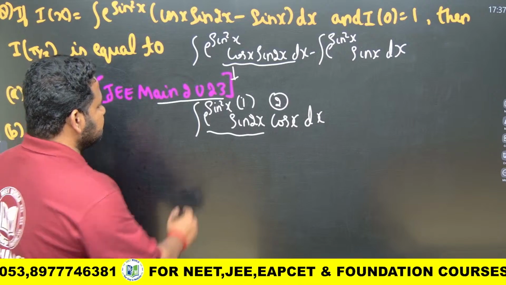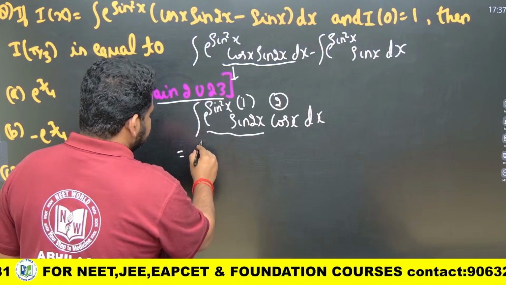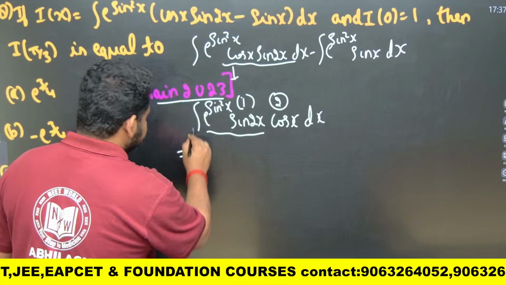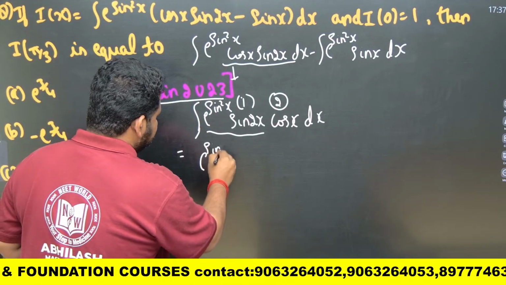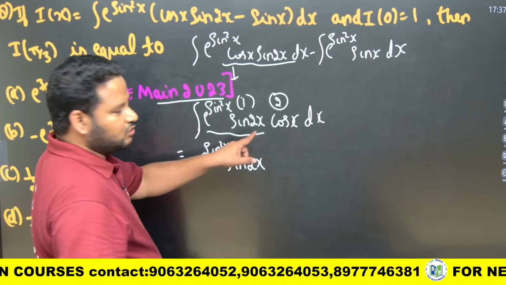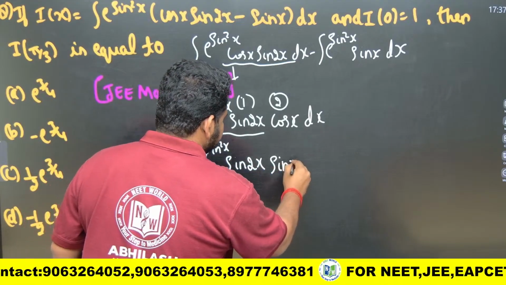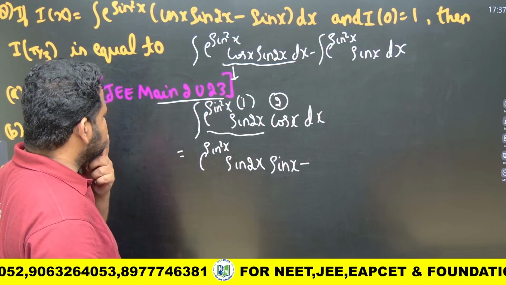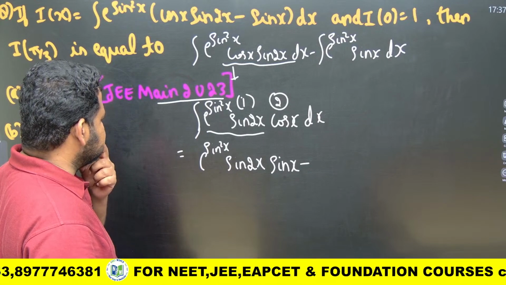So see here friends, if I take this as first function and this as second function, I'll get, let us check what we'll get, e power sin square x sin 2x, and the integral of cos x is nothing but sin x, minus the derivative of this will come. So instead of that, what we can do is sin 2x, I can write as 2 sin x cos x.